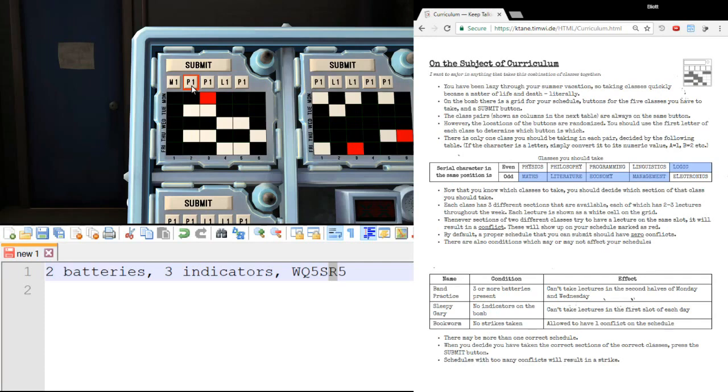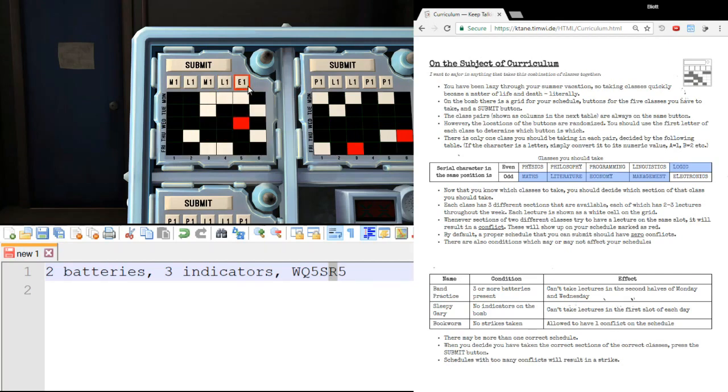Next up, L or P. L or P is philosophy or literature. We want L, literature, L. P or M, physics or math. We want maths, M. L or E, logic or electronics. We want L for logic.